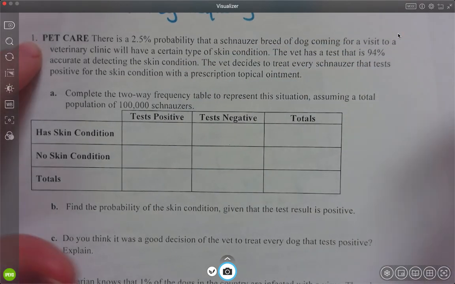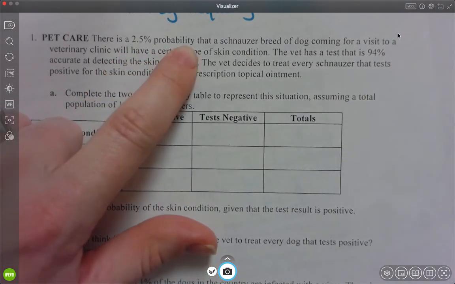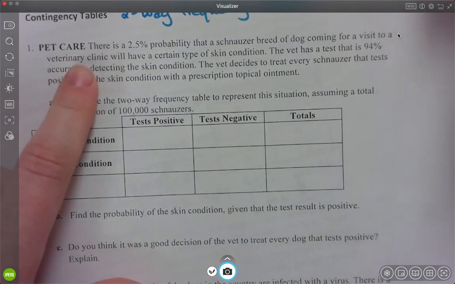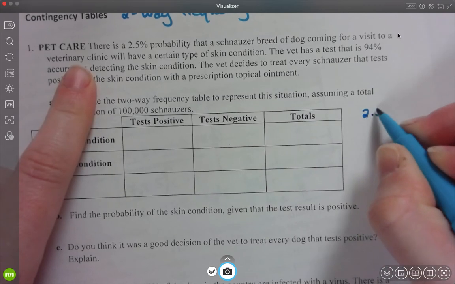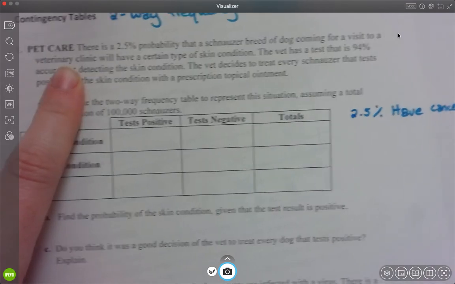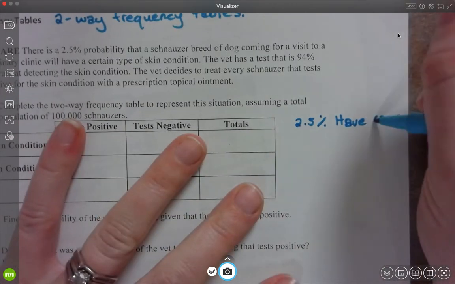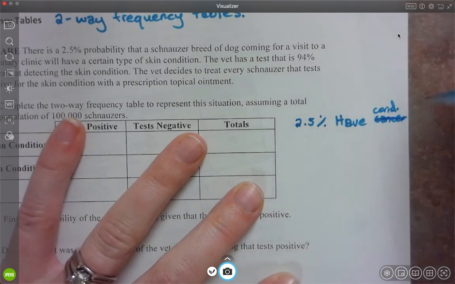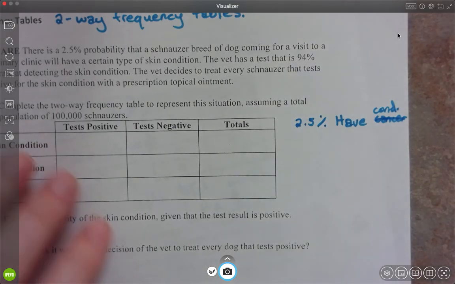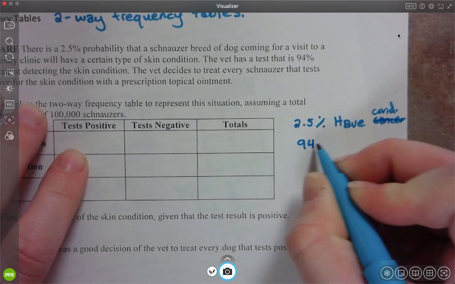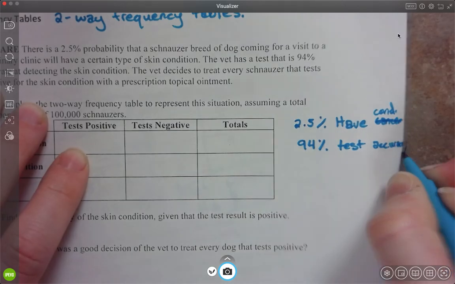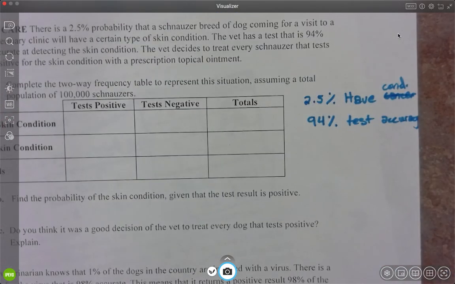Okay, there is a 2.5% probability that a Schnauzer breed of dog coming for a visit to a vet clinic has a certain type of skin condition. So 2.5% have the skin condition. The vet has a test that is 94% accurate. So 94% test accuracy. Those are the two things that it gives me.